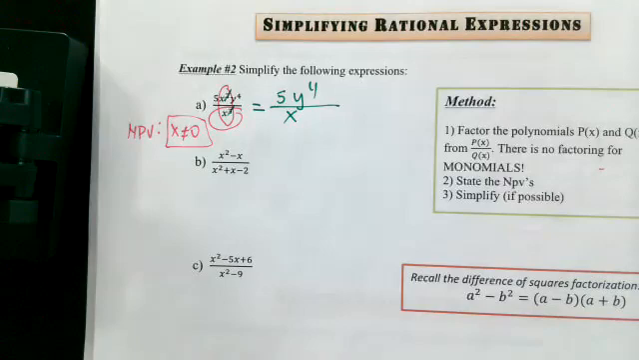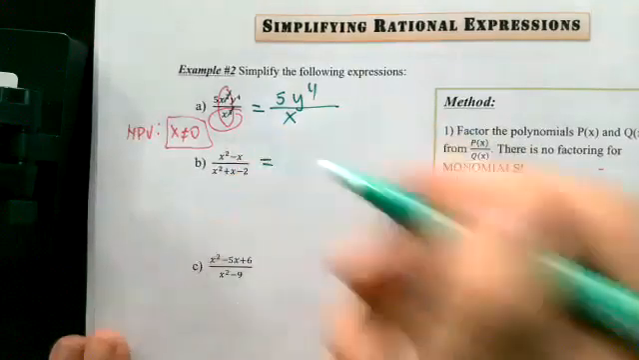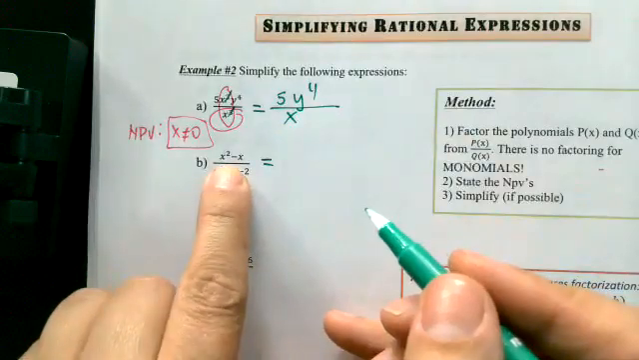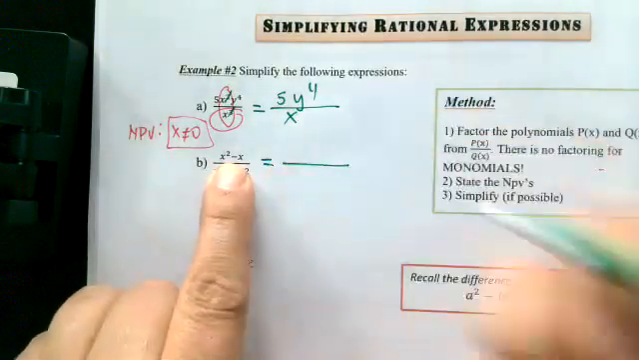X squared minus x at the top, x squared plus x minus 2 at the bottom. Now here we have a binomial divided by a quadratic trinomial. We can't see if anything cancels unless we have them in factored form, right? Remember, we cannot cancel unless we have multiplication. So the first thing we're going to do is write the factored form of each of these expressions.